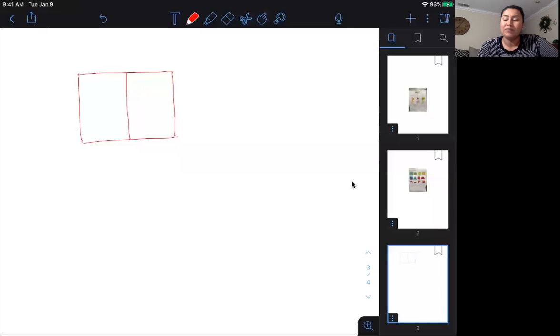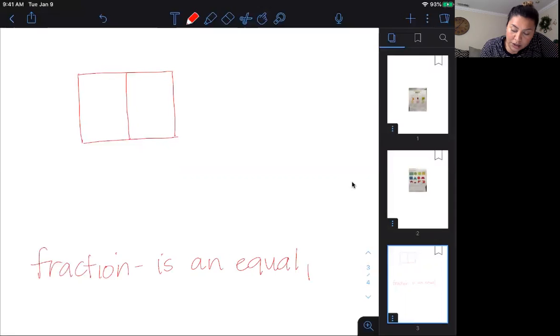But before I show you that page, I want to show you this. First of all, let me define a fraction, okay? A fraction, as it says on your paper, is an equal part of a whole. Now we know a whole number means all of it together, okay? Like this is the whole. This is an equal part.